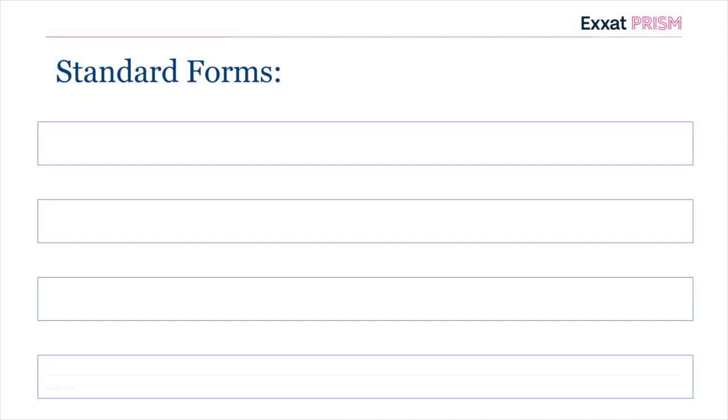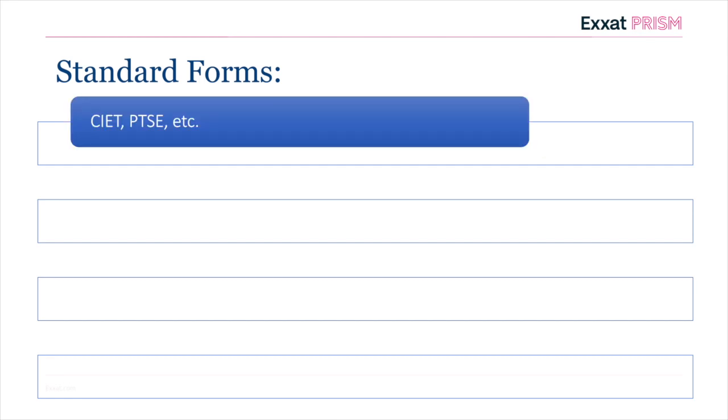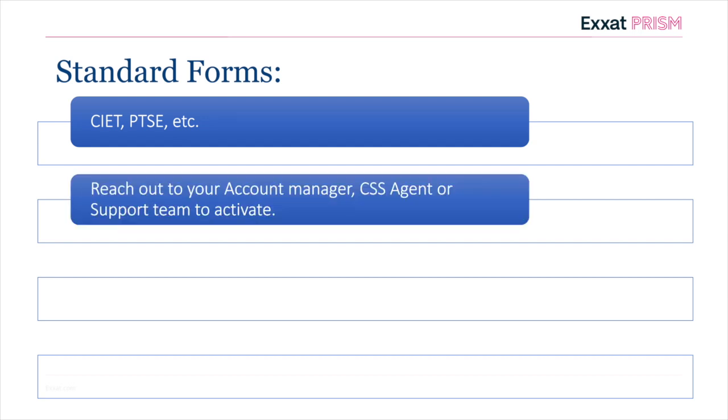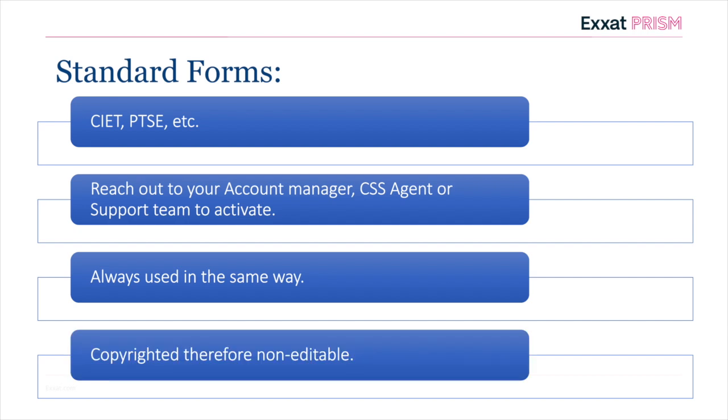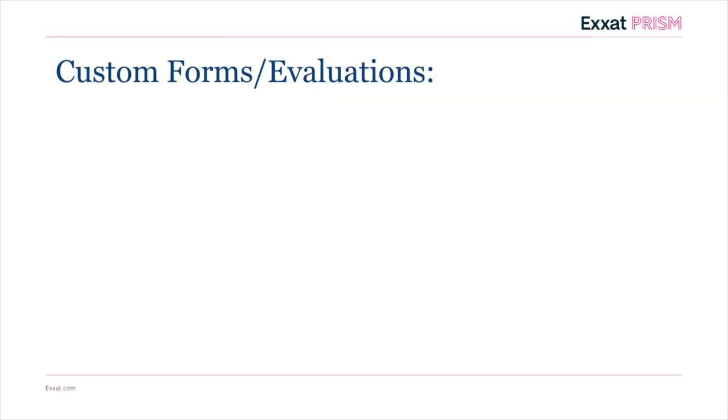Some forms are standard forms such as CIET, PTSC, etc. Standard forms can be activated by reaching out to our support team, your account manager, or your CSS agent. Standard forms are always used the exact same way by every program and are typically copyrighted, therefore, these forms are non-editable. To meet the unique demands of your program, we offer custom forms.